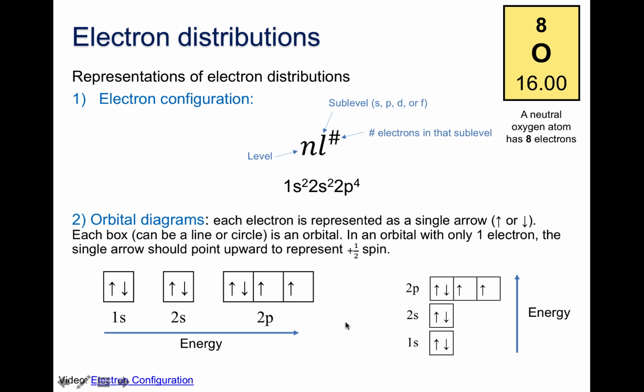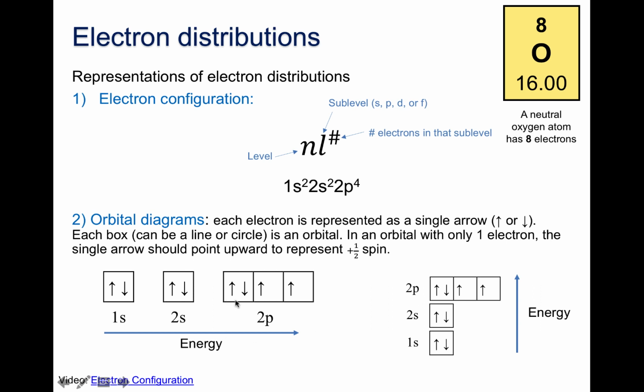And in all of these orbital diagrams, you can either write them horizontally, but they have to go in order of lowest energy to highest energy. You could also write them vertically, or Alex is going to have you write them diagonally. But in all cases, you're going from lowest energy to highest energy.